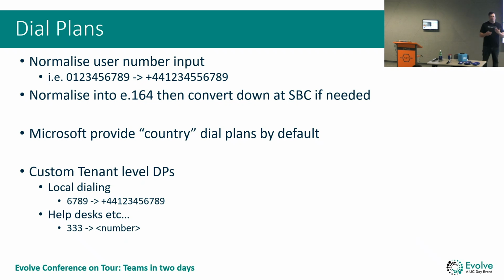So that can seem a little bit counterintuitive, but at least it means this way you know everything that's happening in your Teams environment, same as your Skype environment, is in E164, and then you deal on the edges of converting that back out to whatever format you need. Good news with dial plans is Microsoft does provide country-level dial plans by default. So if I have a user that has a calling plan assigned to the UK, it will take care of things like that, dropping the 0 and putting a +44 on.